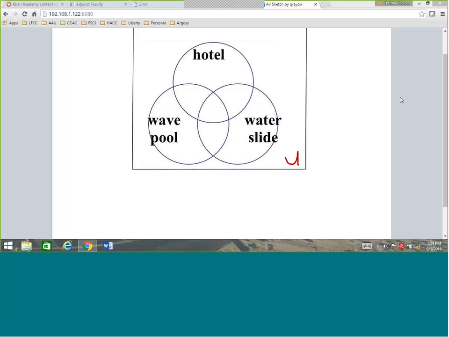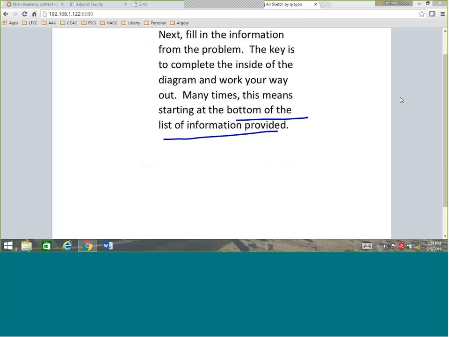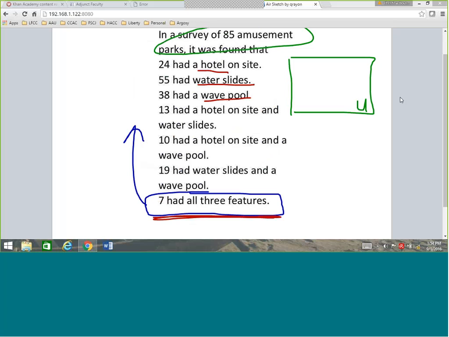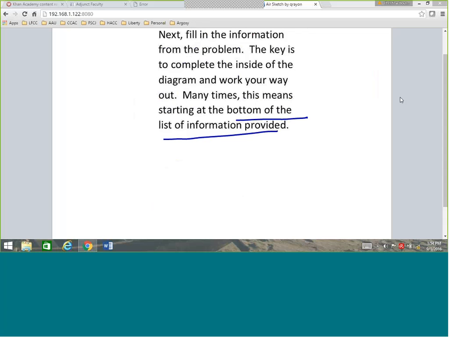And then to fill in the numbers, you work from the inside out. It's not really a formula. It's just a process of working from the inside of the diagram out to fill it in. And many times that means starting from the bottom of the list of given information. So if we look at the list of given information, we start here with 7 having all 3 features, and then when I went from slide to slide to slide, I was just moving up this list until we got to the top. So that's the process, a good process to follow with these.